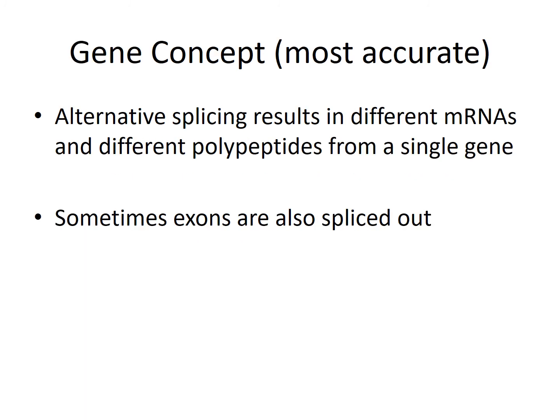So we talked about this gene concept modifying itself over time. Well, after seeing that DNA can get spliced and certain parts can come out, and one thing I didn't tell you, sometimes the exons are spliced out too, and sometimes the exons get moved. A better idea of a gene concept would be that alternative splicing is going to result in different mRNAs and different polypeptides, all from a single gene. So we can take one gene and make multiple combinations to get a final mature mRNA. And that final mature mRNA is what's going to be taken out of the nucleus and sent over to the ribosome to go through the process of translation.